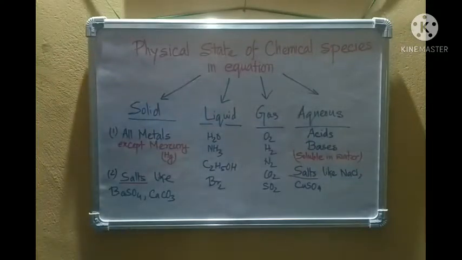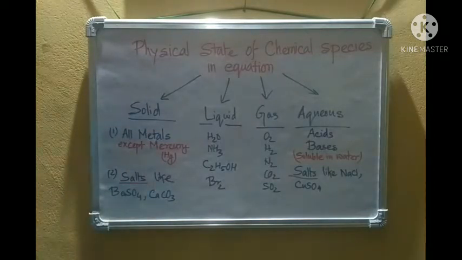Hello students. So today we will be discussing the physical state of chemical species while writing an equation. When you write a balanced chemical equation, we have to mention the physical state of each of the chemical species or compounds present in the chemical equation. While writing the physical state, we have to always remember that there can be four types of physical state of a chemical species.